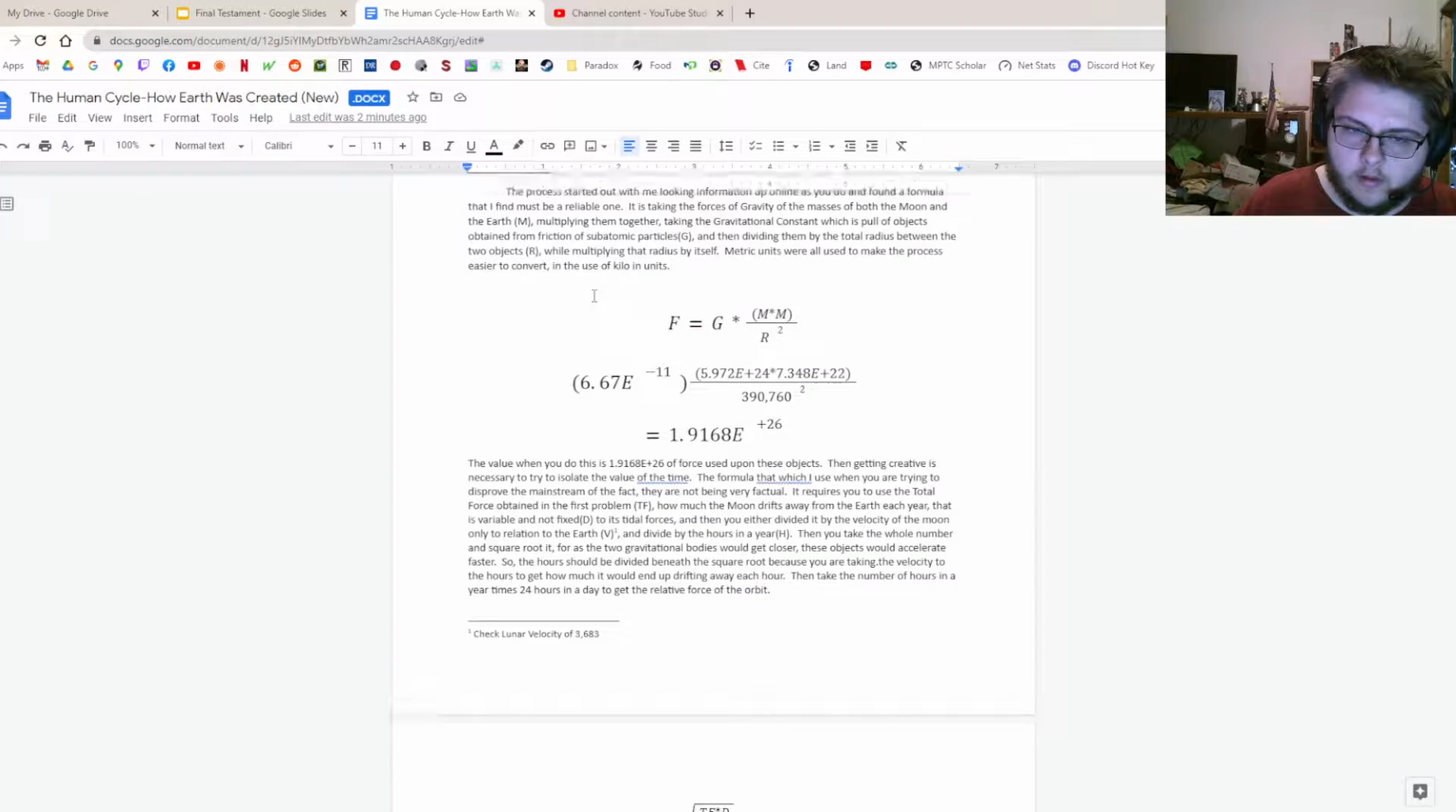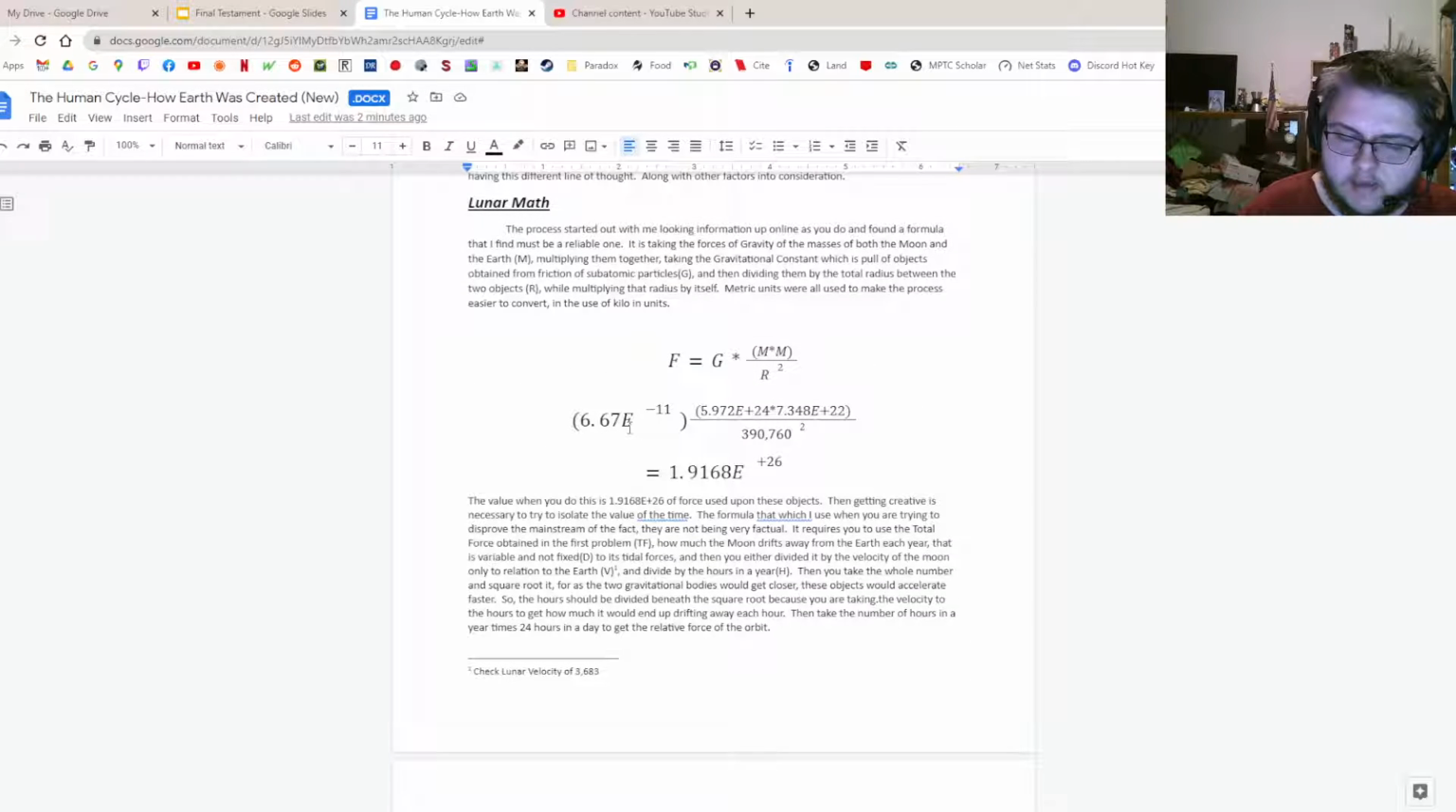The gravitational constant is 6.67 e to the negative 11th, times 5.972 e to the 24th, times 7.348 e to the 22nd, divided by 3090 760 squared, and you multiply them all together to get 1.9168 e to the 26th.